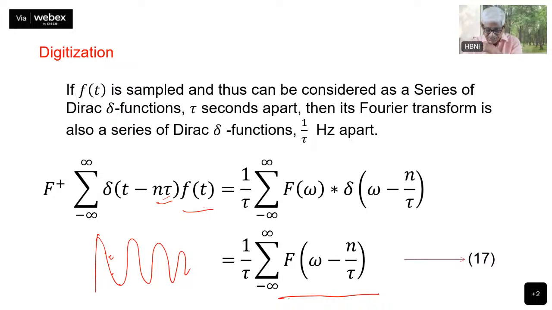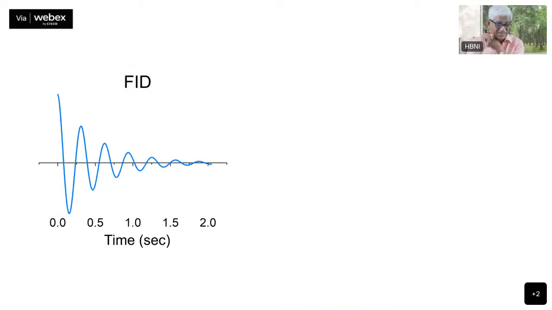So the digitization has this consequence. We get a large number of spectra which are separated by 1 by tau, and tau is your dwell time. So all your data are separated by that amount. And this is the FID. The FID is now in digitized points as indicated there.